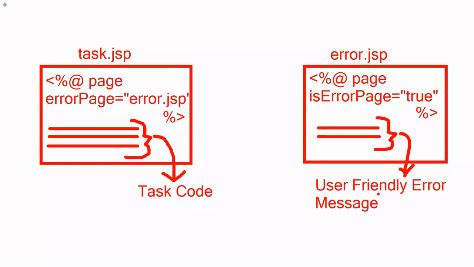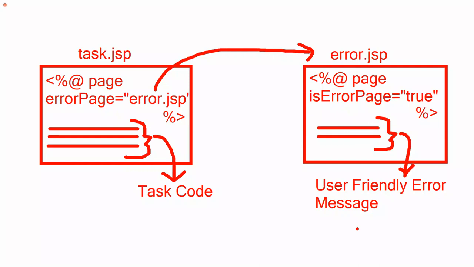Now, these two programs I'll deploy in server. This program I'll deploy in server. This program I'll deploy in server. Okay. Two programs I'll deploy. I'll send the request to task.jsp. If this program executed successfully, this output comes. This program, if exception occurred, then control jumps to this program. And this output comes.